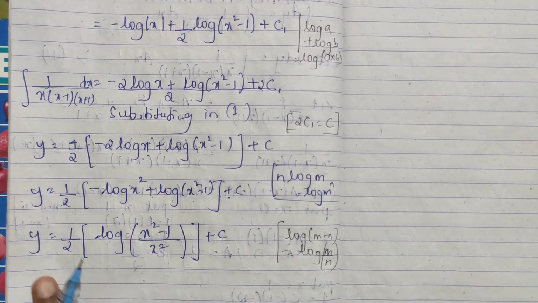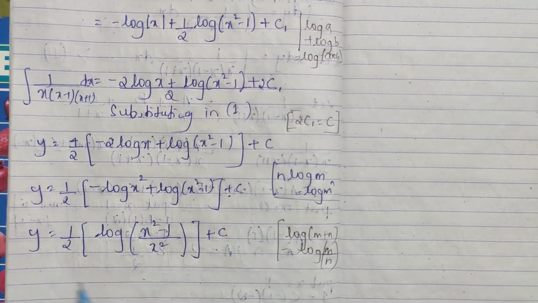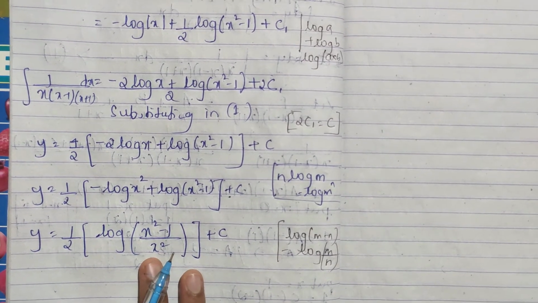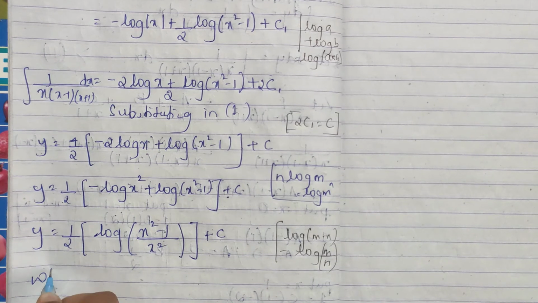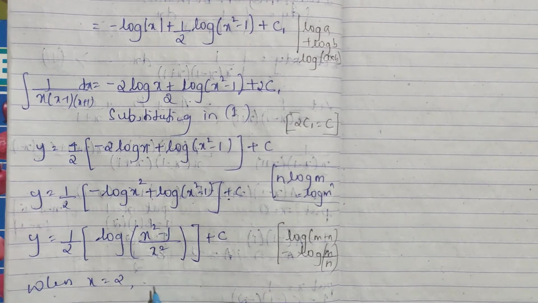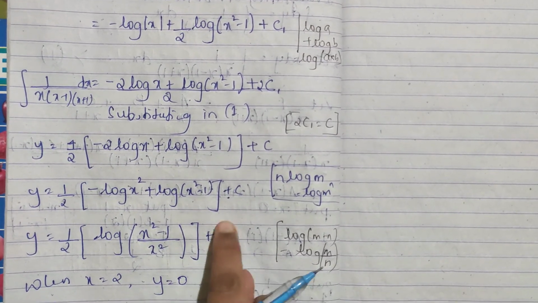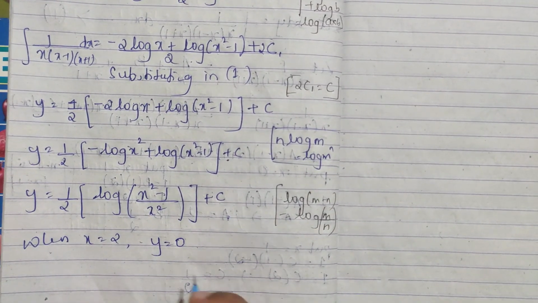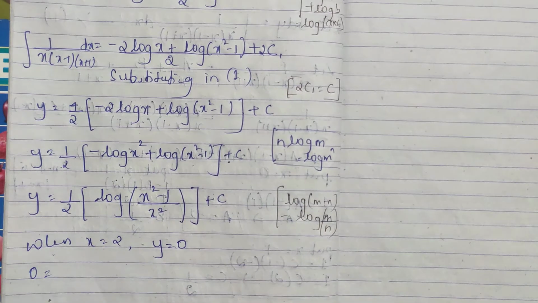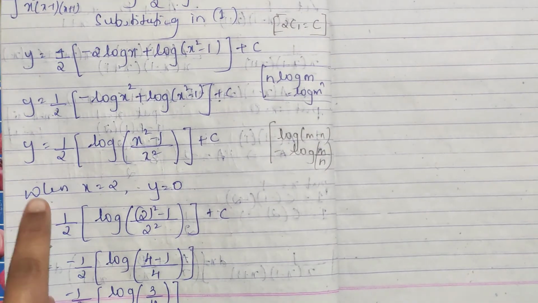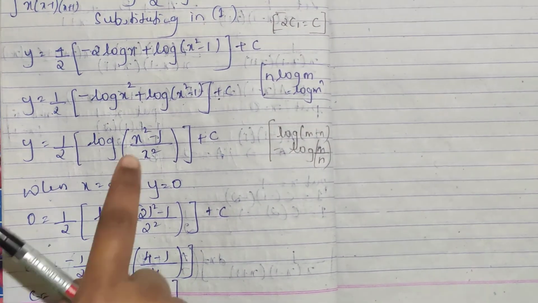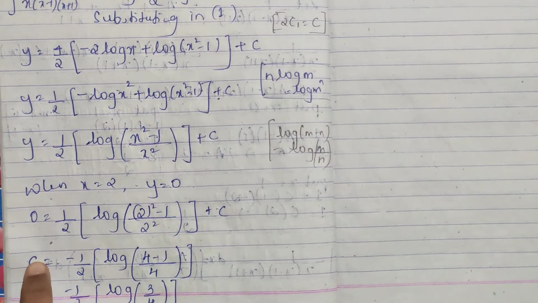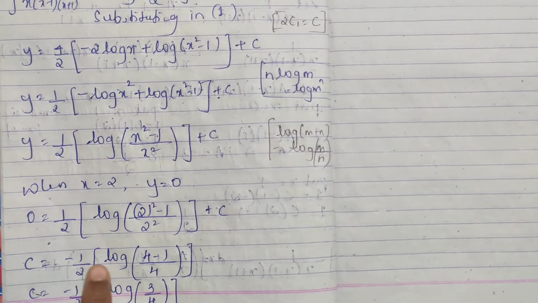So you have got the integration. But they have asked for a particular solution, and they have given you a condition. What condition have they given? When x is equal to 2, y is equal to 0. Why? Because you have to find your c value, since for a particular solution we don't want any arbitrary constant. So directly we will do here y is equal to 0, half log, wherever x is there you put 2, right? So 2 square minus 1 by 2 square plus c, you are finding c value.